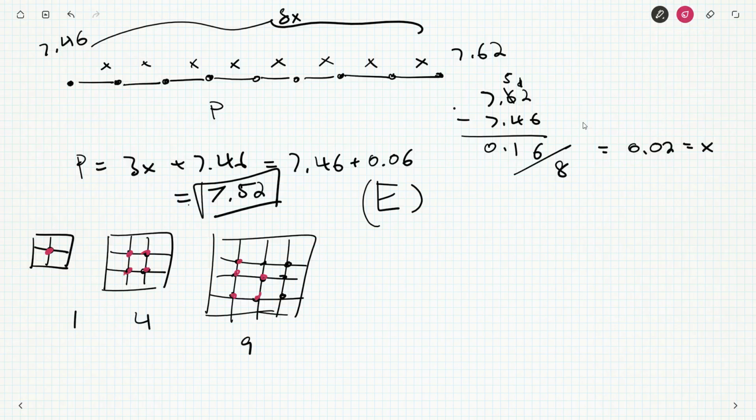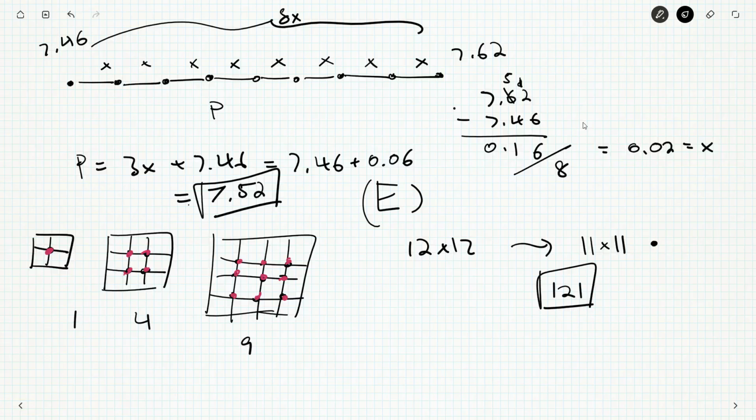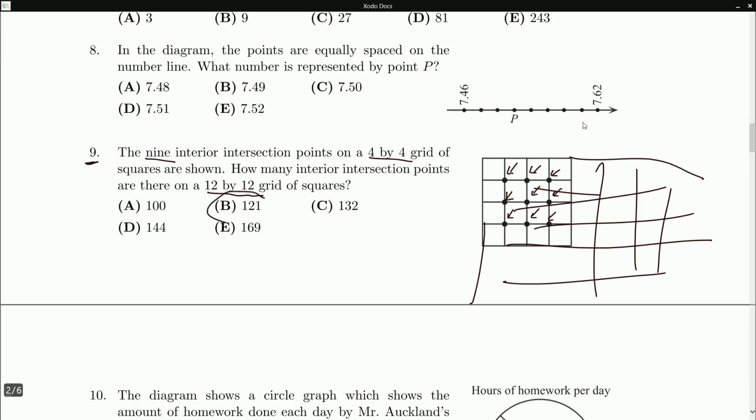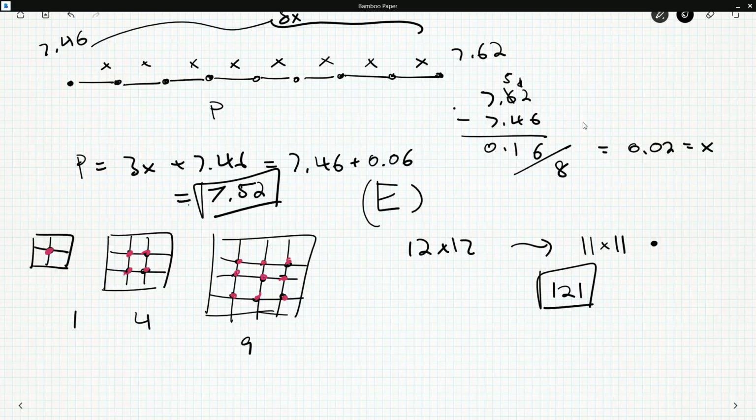So on a 4 by 4, you get a 3 by 3 grid of dots. On a 3 by 3, you get a 2 by 2, sorry, I said grid of squares. I mean grid of dots. Okay? So on a 12 by 12, I should expect an 11 by 11 grid of dots. And that's 121. So that's our answer. And we got that by pattern recognition rather than drawing out a very large grid. Okay, so that's going to be an answer of B, and that's exactly what we're bubbling in.